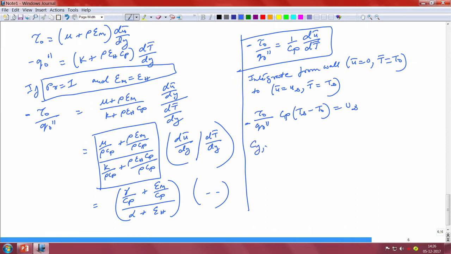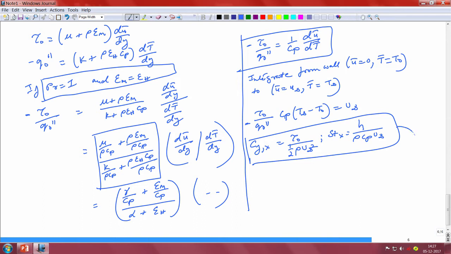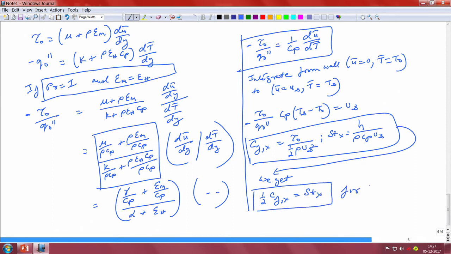We already know that Cfx is basically tau naught divided by half rho u infinity square, right, and your Stanton number is basically h by rho Cp into u infinity. So, combining these two, we get half Cfx is equal to Stanton number. So, you basically get the same thing for Prandtl number is equal to 1. Okay. This is also the Colburn analogy, and it also is for Prandtl number equal to 1.